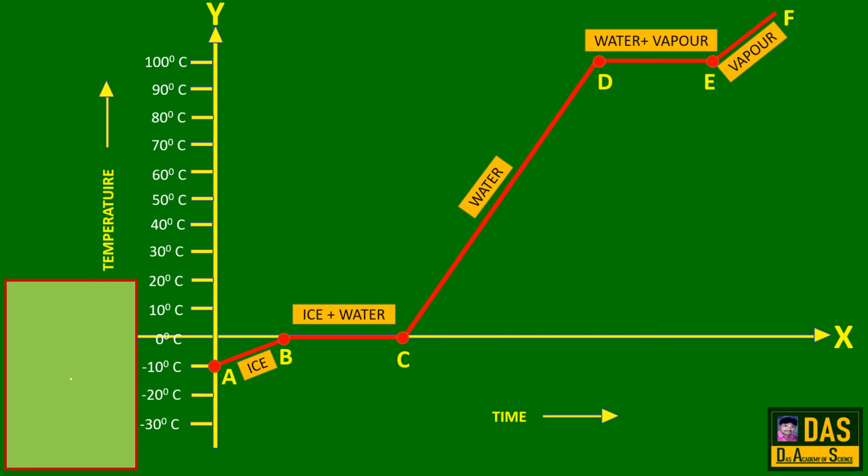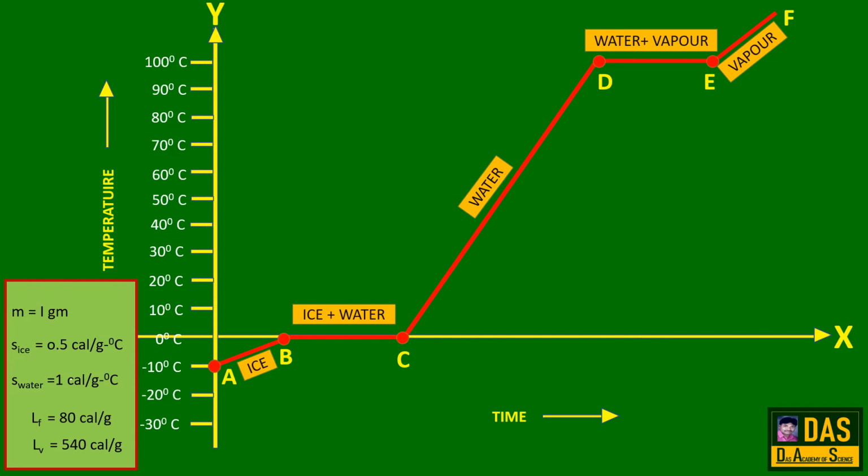Now let us calculate. Mass of the ice is 1 gram. Specific heat of ice is 0.5 calories per gram degree Celsius. Specific heat of water is 1 calorie per gram degree Celsius. Latent heat of fusion of ice is 80 calories per gram. And latent heat of vaporization of water is 540 calories per gram. By using all these values, we have to calculate.